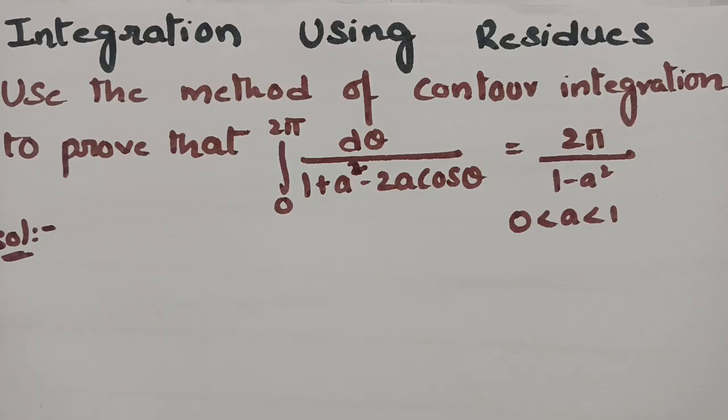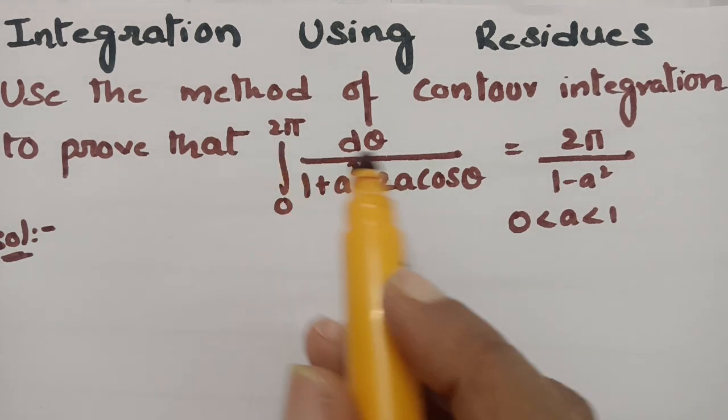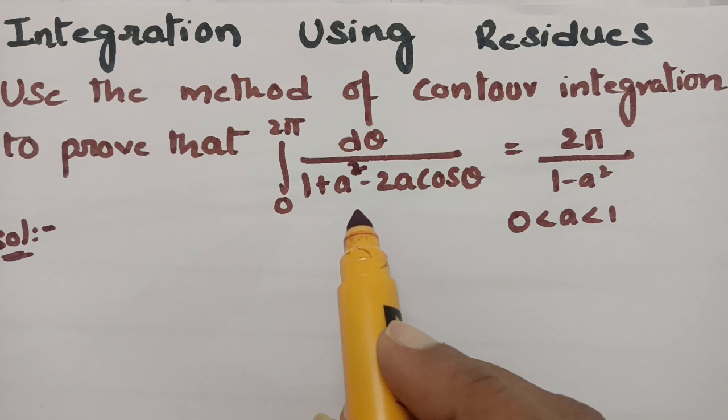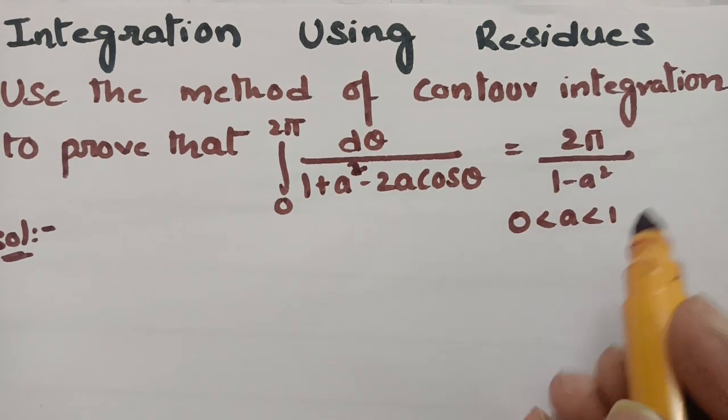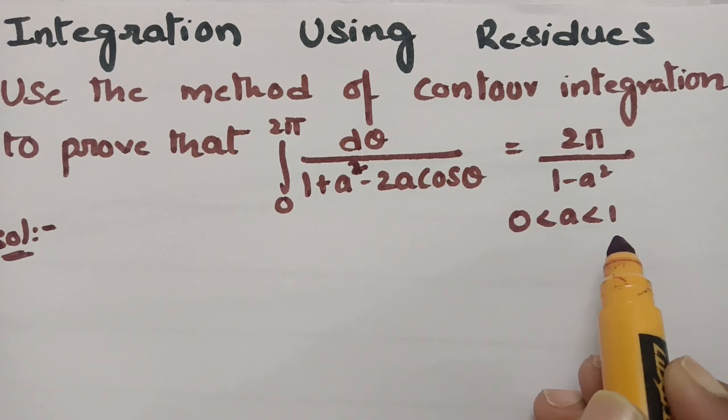Today's video is on integration using residues. In today's video, we are going to use the method of contour integration to prove that the integral from 0 to 2π of dθ by 1 plus a² minus 2a cos θ is equal to 2π by 1 minus a², where 0 < a < 1.